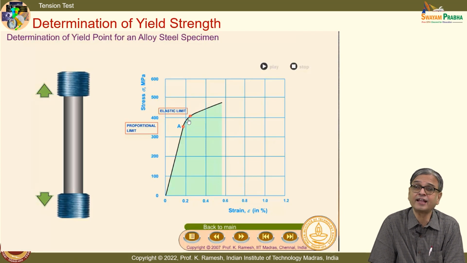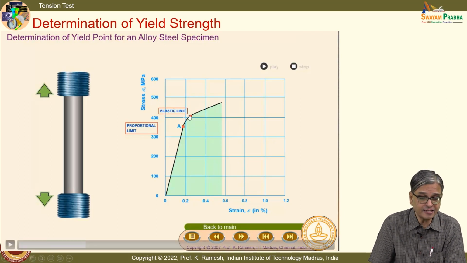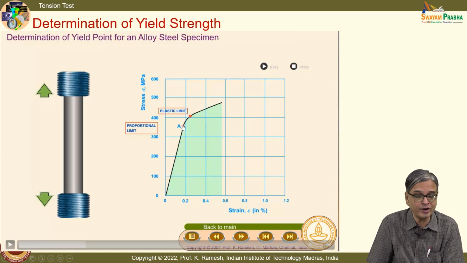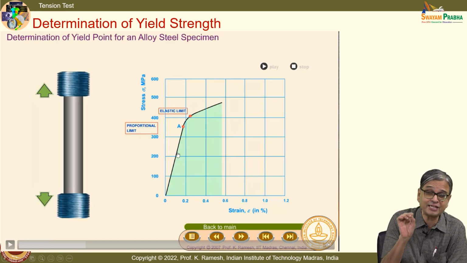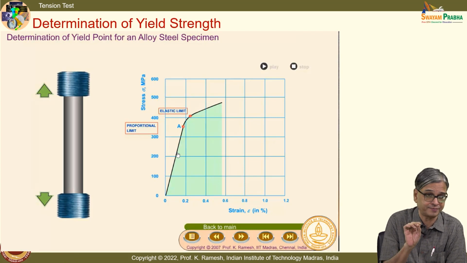What is the meaning of an elastic limit? Until this point, when I load the specimen, if I release it, it will come back in the same loaded path. Loading and unloading paths are identical. Please write down this, I will also show it in an animation. These are all very, very important concepts.